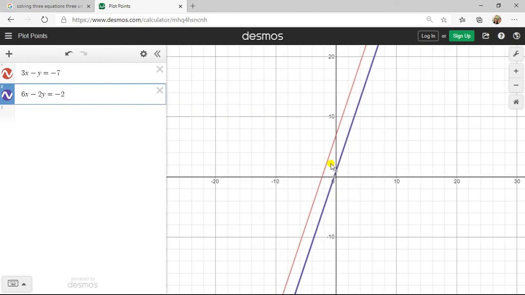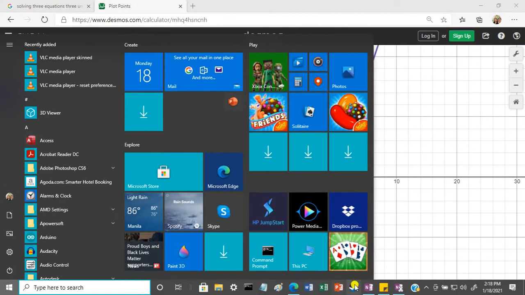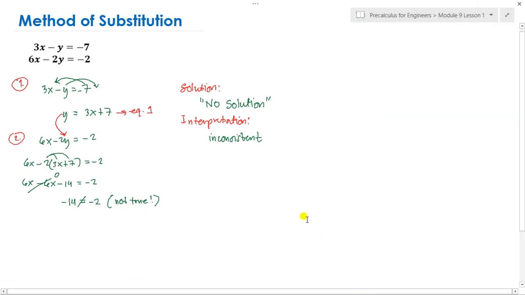So meaning, there's no possibility that they will intersect. A system of equations, especially for two variables and two unknowns, will be inconsistent if they are parallel to each other. So there's no chance that they intersect. And there is another indication, another criterion to determine that we don't have a solution for this, by changing the form of our given.